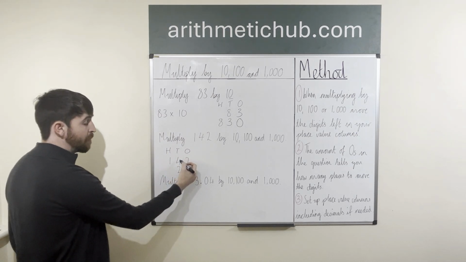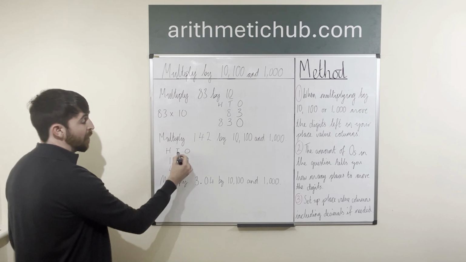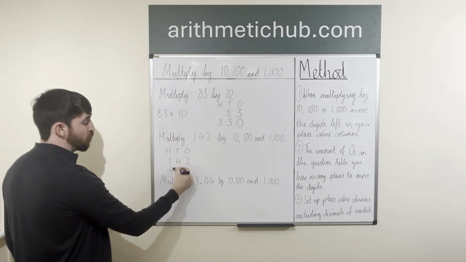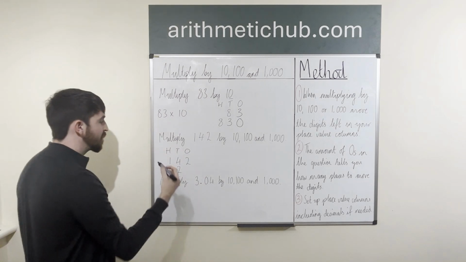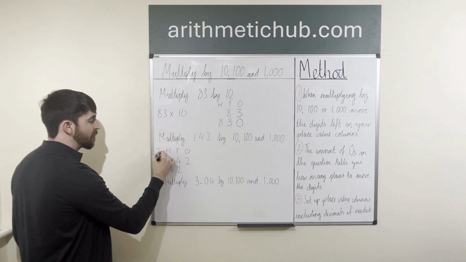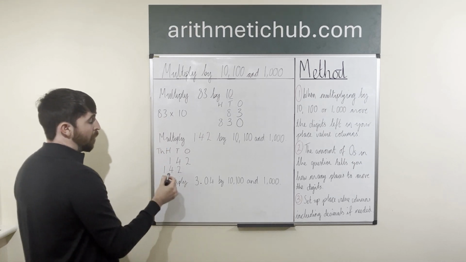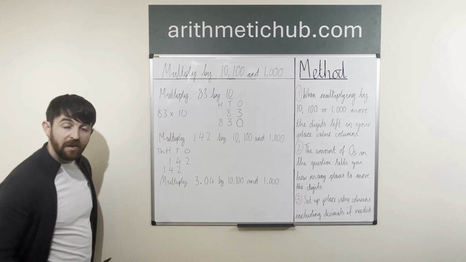I'm going to do the same with my 4. Drop it down, move it one column to the left, from my tens column into my hundreds column. And the same with my hundreds, drop it down, move it one column to the left, into my next column. My next column is going to be my thousands column, isn't it? So now I've got 1 in the thousands, 4 in the hundreds, 2 in the tens, nothing in the ones.